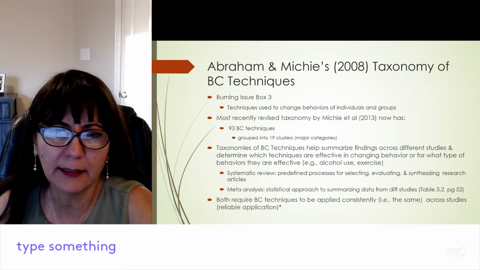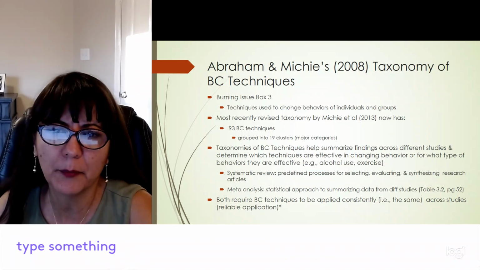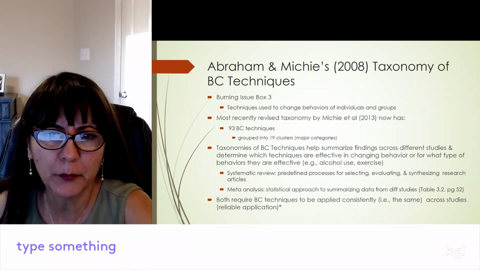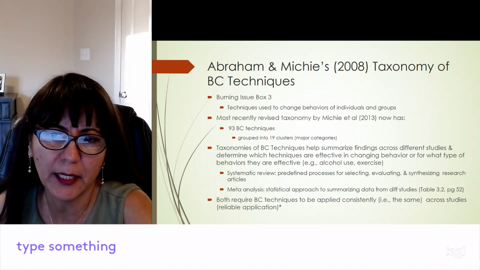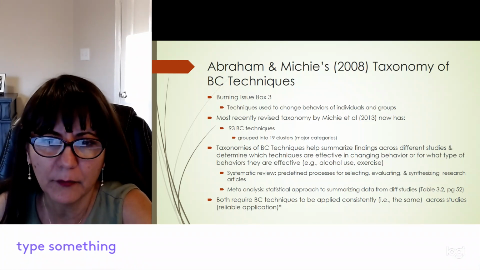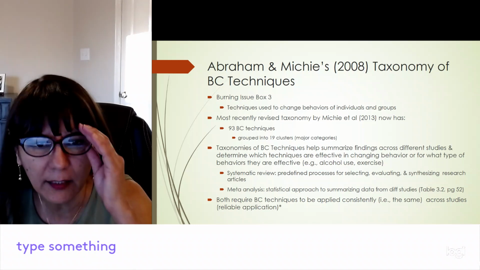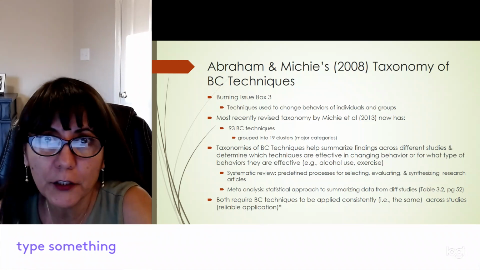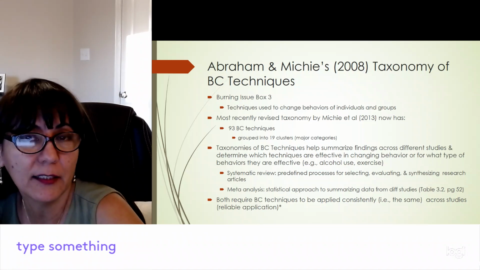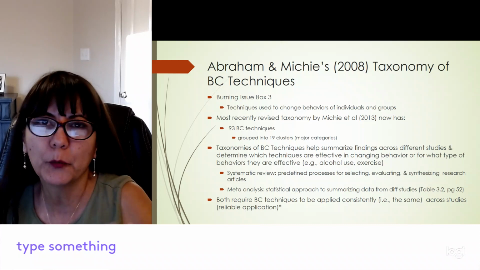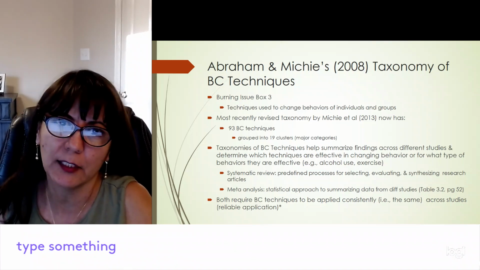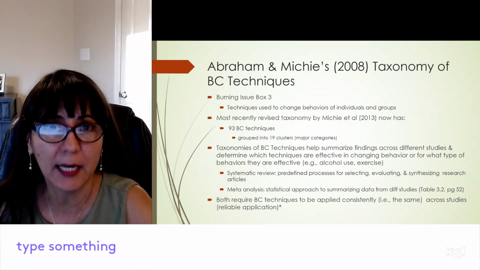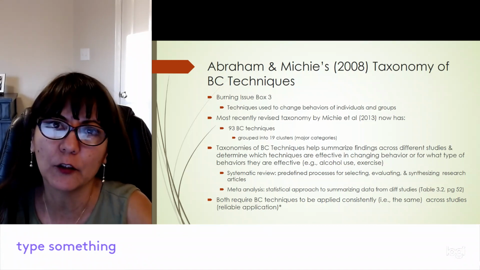So these taxonomies of behavior change techniques will help you summarize findings across different studies, like we said before, and determine which techniques are effective in changing behavior or what type of behaviors they are effective with. Effective for. So are they effective for alcohol use, but not with exercise? So you would go and examine the literature to see, okay, what behavior change techniques are used with what kind of behaviors, and where are they found to be effective?